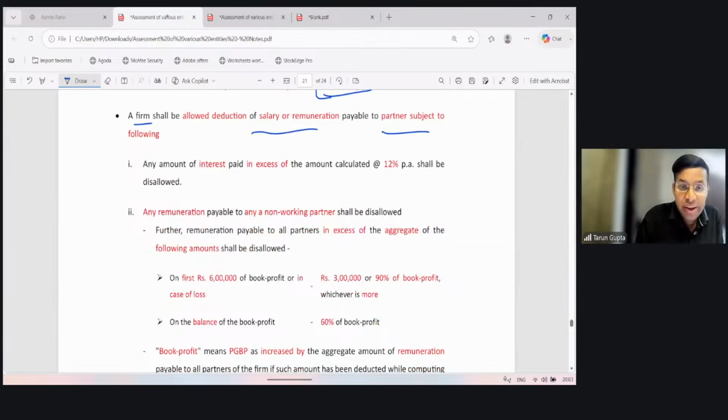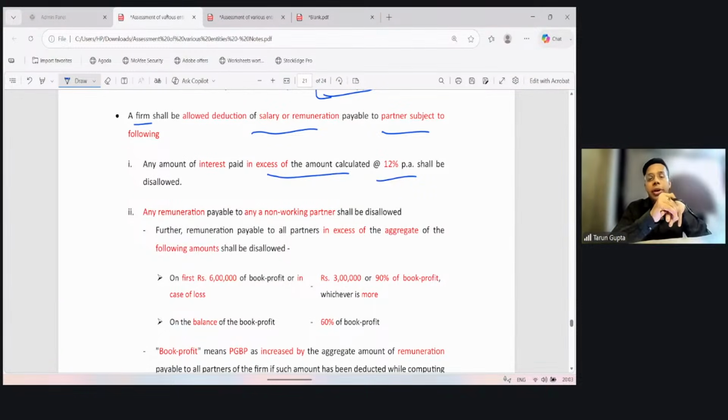An amount of interest paid in excess of the amount calculated at 12% per annum shall be disallowed. What is this interest? This interest includes interest on capital account. If there is some current account which the partnership firm maintains in respect of its partner, the interest on current account, or interest on a loan given by a partner to the partnership firm. Any type of such interest, the rate of interest is restricted to 12%. If the firm is paying more than 12%, the excess shall be disallowed in the hands of the partnership firm.